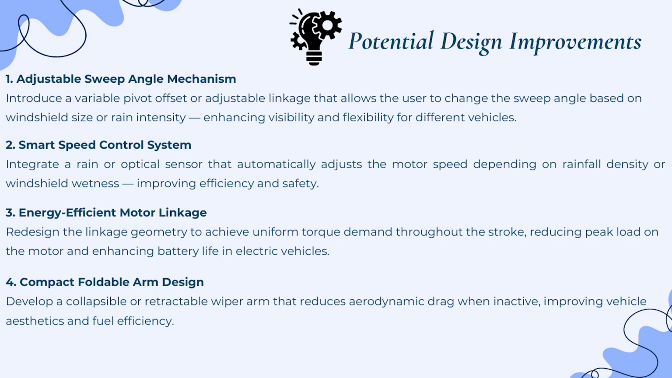Finally, here are some potential improvements we identified. First, an adjustable sweep angle mechanism which would allow tuning the wiping coverage for different vehicle windshields. Second, a smart speed control system using rain or optical sensor to automatically adjust wiping speed. Third, an energy efficient linkage designed to reduce torque peak and increase motor life, especially in electric vehicles. And fourth, a compact foldable wiper arm to reduce aerodynamic drag when not in use. These innovations can significantly enhance safety, efficiency, and adaptability of modern wiper systems.